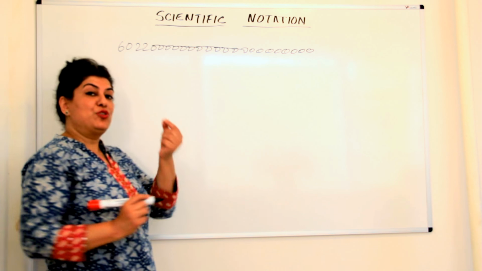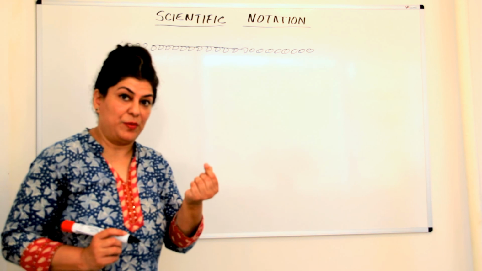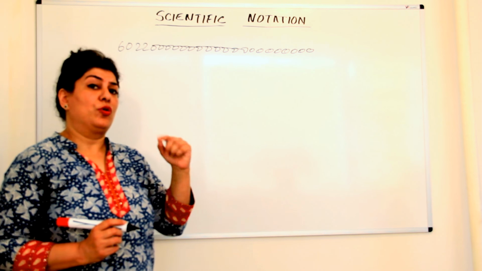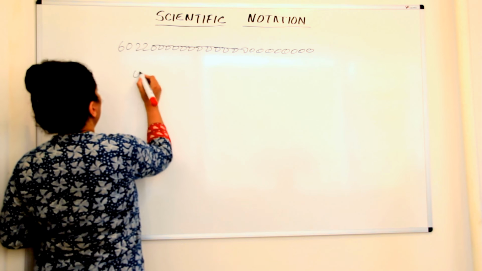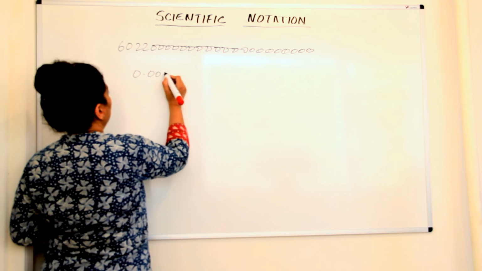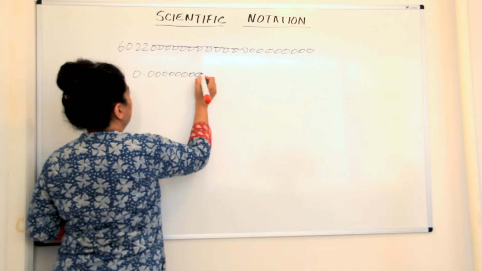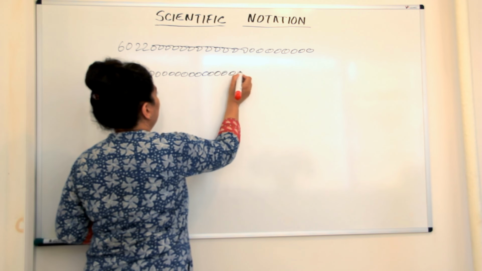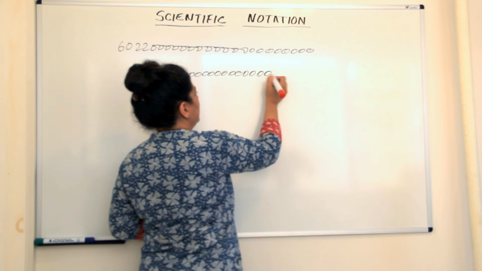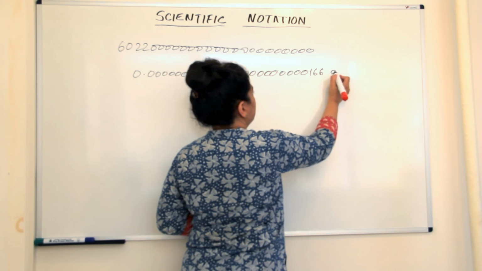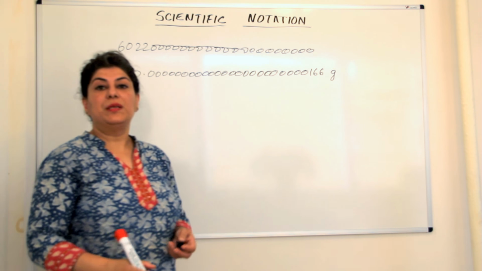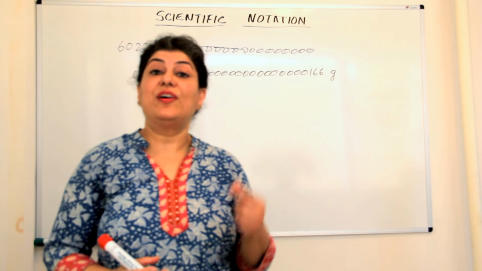Another example, if we took just 1 hydrogen atom, what would the mass or the weight of that hydrogen be? It would be 0.00 and so on, many zeros, followed by 166 grams. That would be the mass of 1 atom of hydrogen.